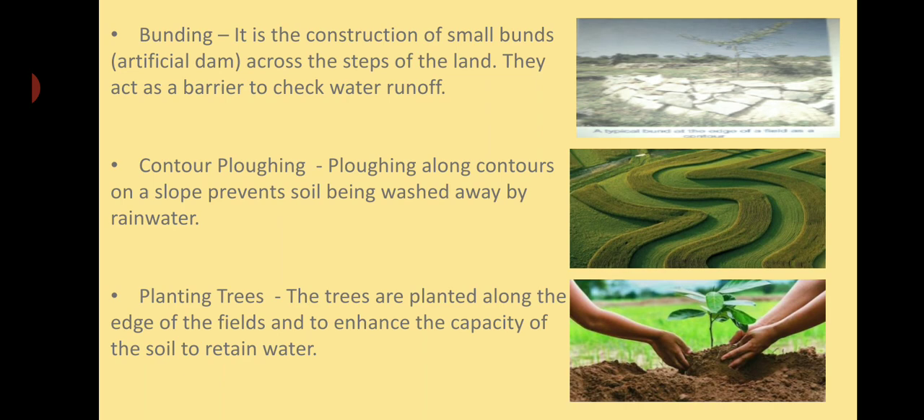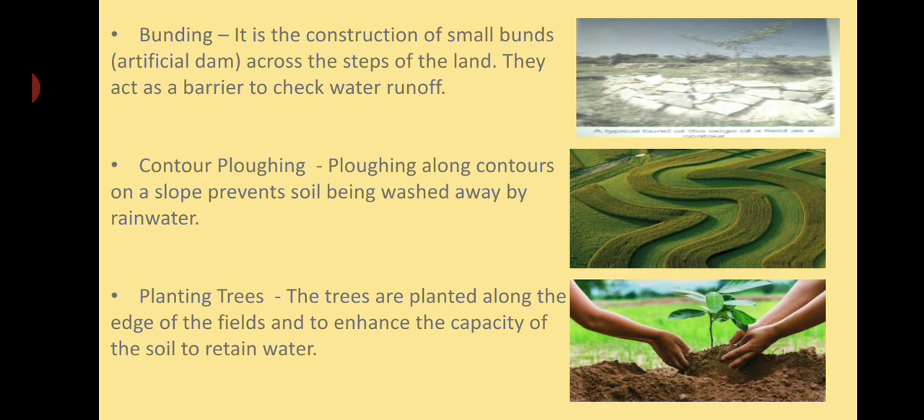Then comes the contour plowing. Generally when the land is fertile, but the upper topography is sloping, there we plow the land along the contour in such a way that water may not wash off the soil from there.